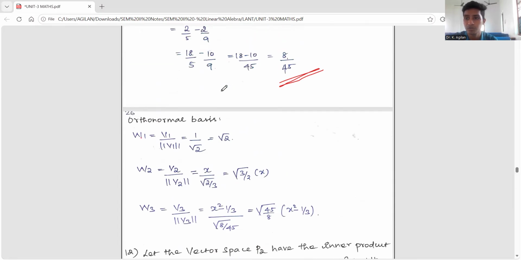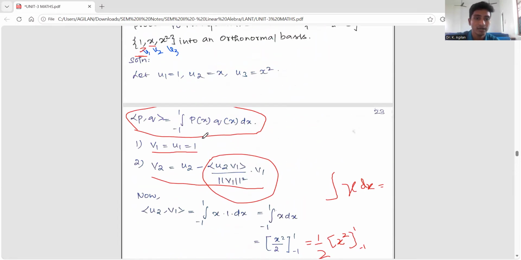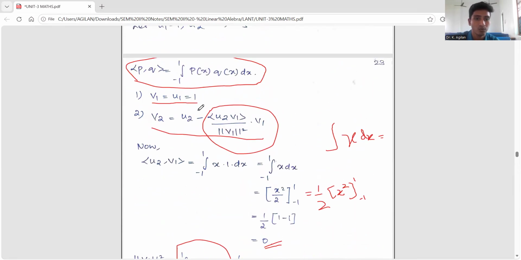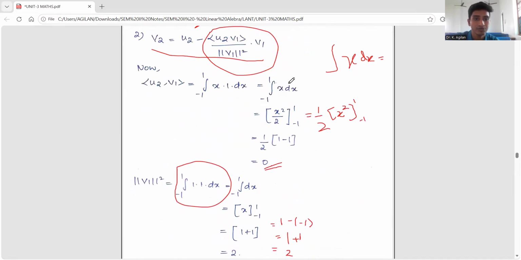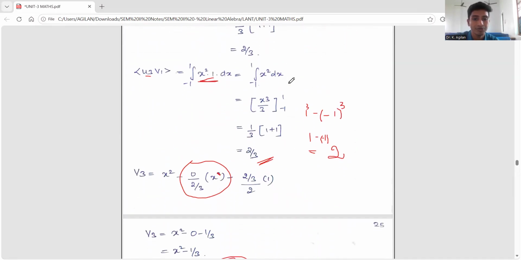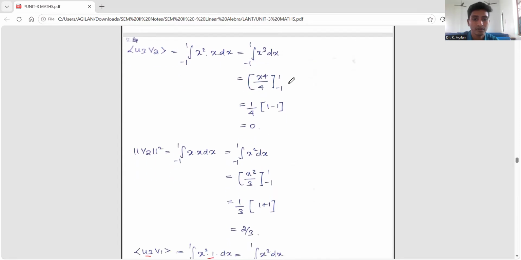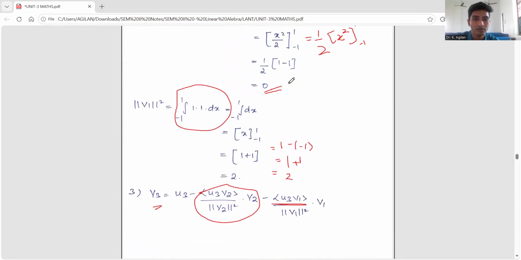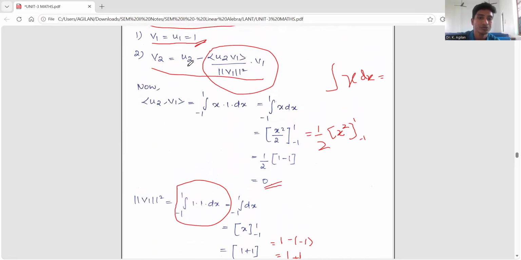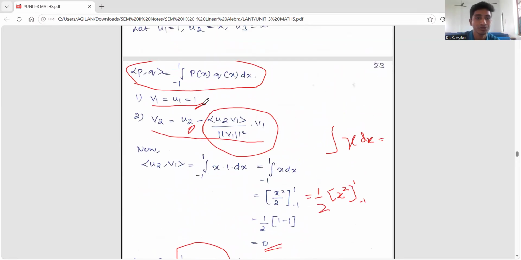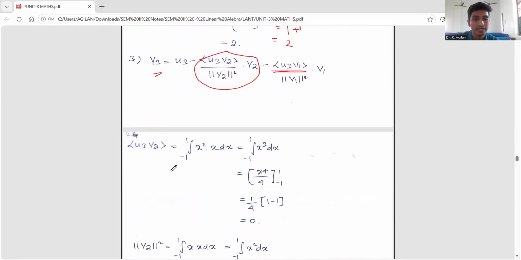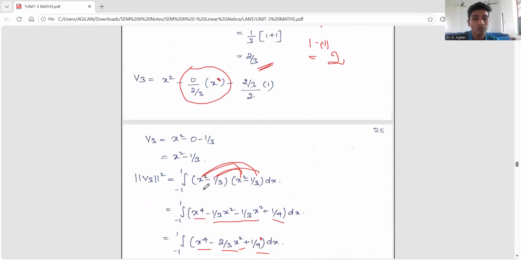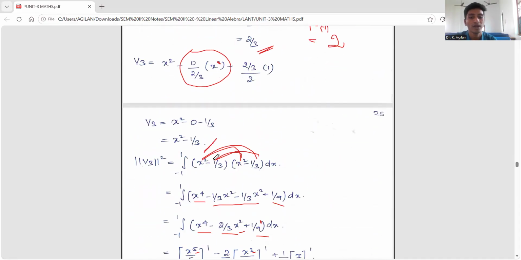V1, V2, these come from the question itself. We know the values of U1, U2, U3. Here we consider them as V1, V2, V3, right? So what is V1? V1 is nothing but 1. What is V2? V2 is nothing but U2, right? This term vanished. So V2 is nothing but U2, which means only X, right? And V3 is nothing but X square minus 1 by 3.